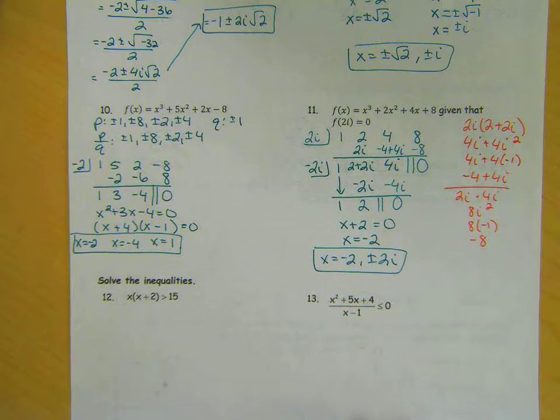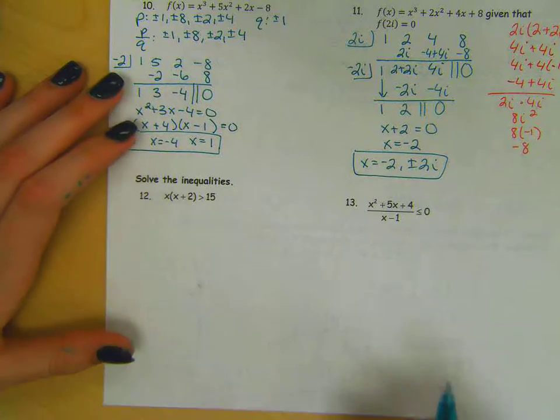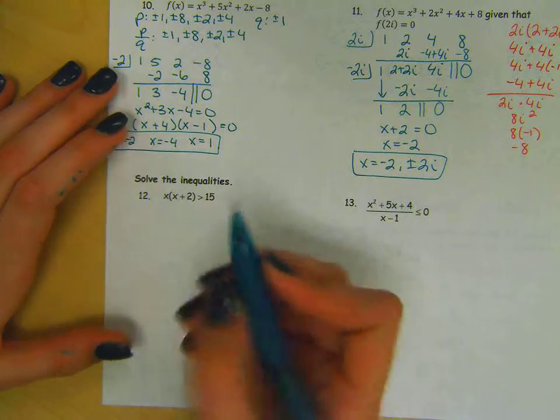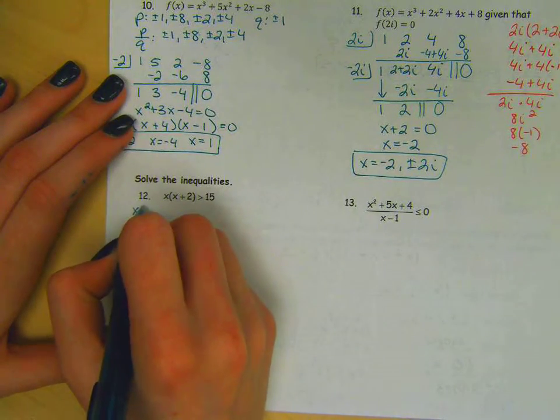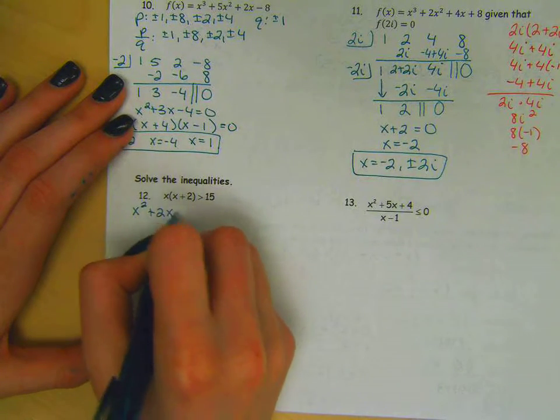All right, 2 more problems. Number 12, we want to solve the inequalities. First step is to move everything over to one side. So we need to get this 15 over. So I have x, and I'm going to distribute my x as well. x squared plus 2x minus 15.